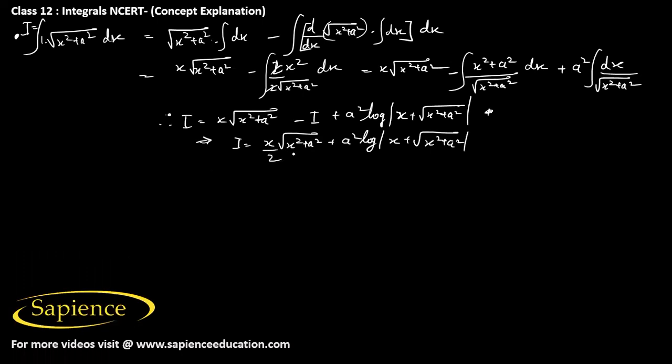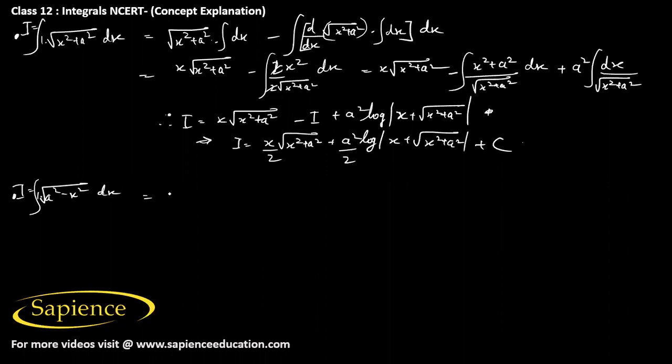So it will be x by 2 square root of x square plus a square, plus a square by 2 log mod x plus square root of x square plus a square, plus c. Okay. Then if it is asked to find the integral of square root of x square minus a square dx, here also we will choose 1 as the second function, and let's say this is integral I.